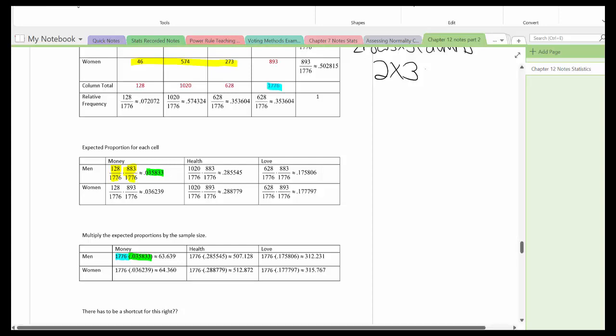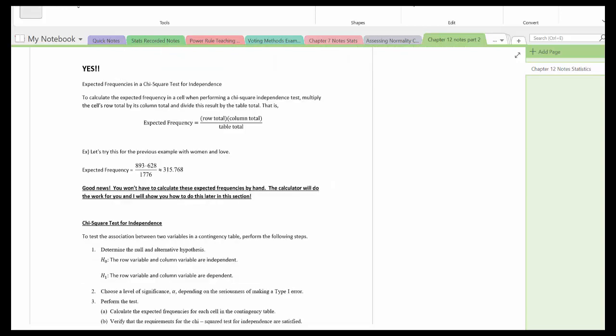So at this particular stage, this is a lot of work. Is there a shortcut to do this? And the answer is yes. We'll use what are called expected frequencies in a chi-squared test for independence. To calculate the expected frequency in a cell when performing a chi-square independence test, multiply the cell's row total by its column total and divide this result by the table total. And I've given the expected frequency formula below.